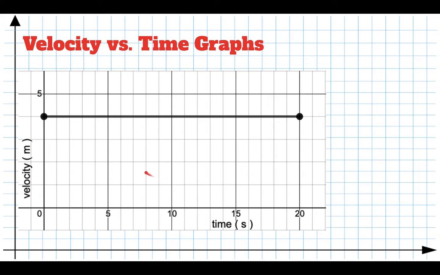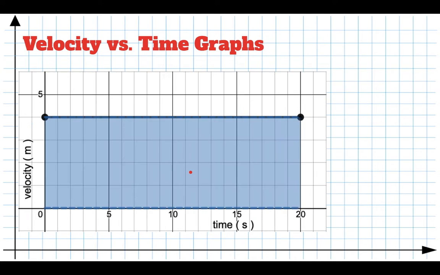Suppose you have a car going 4 meters per second, and it stays at a constant velocity of 4 meters per second for 20 seconds. So what you're actually doing to figure out how far it goes is finding the area under this graph. We're finding the shaded area. If it's going 4 meters per second, then in 1 second it'll go 4 meters. So that's this area right here. In 2 seconds it'll go 8 meters. That's this area here. And in 20 seconds it will go 80 meters.